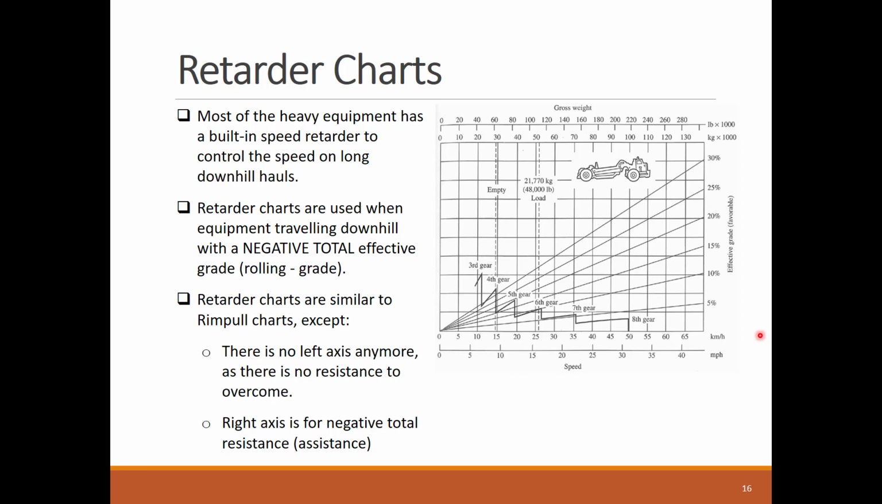We use the retarder chart similar to the rimpull chart. We input the gross weight, loaded or empty, and the negative total resistance. Then we'll end up with only the speed, with no worries about the rimpull value or slippage. You will just need to make sure that the speed you get from the retarder chart is not too high and does not exceed the safety speed limit imposed on the site.